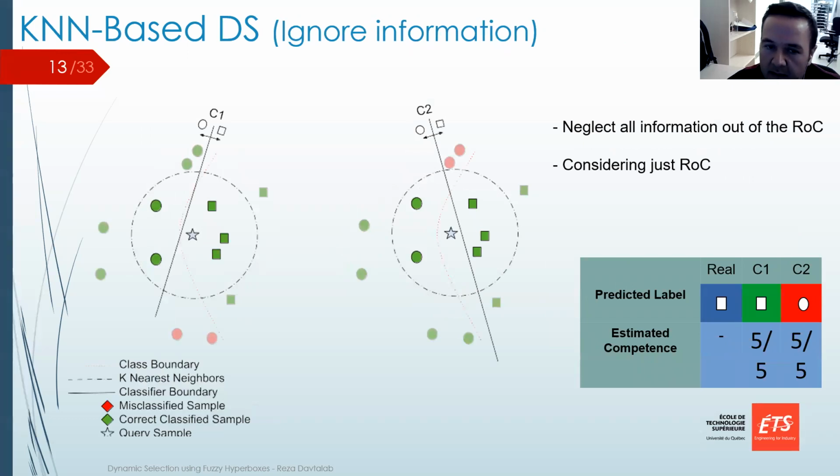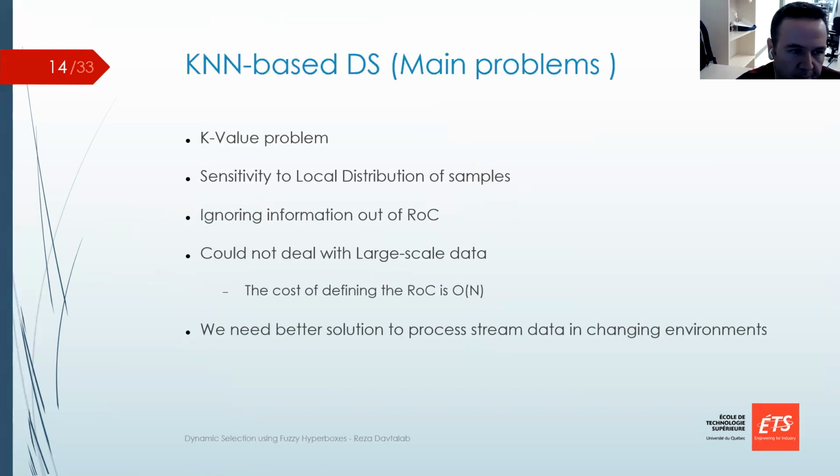The next problem is using a small amount of available information to make decisions in KNN-based dynamic selection approach. As you can see, only the information inside the ROC, or region of competence, is used to make a decision, and it may cause a lot of problems and wrong decisions.